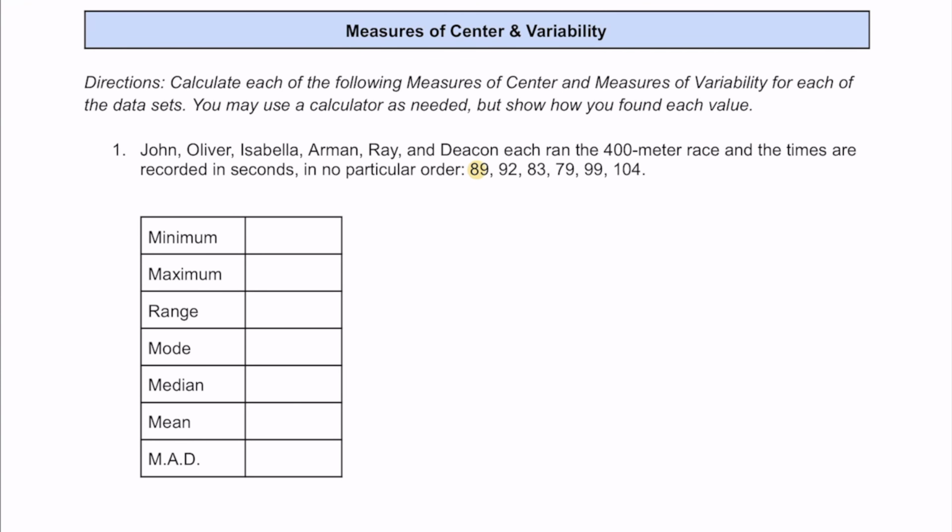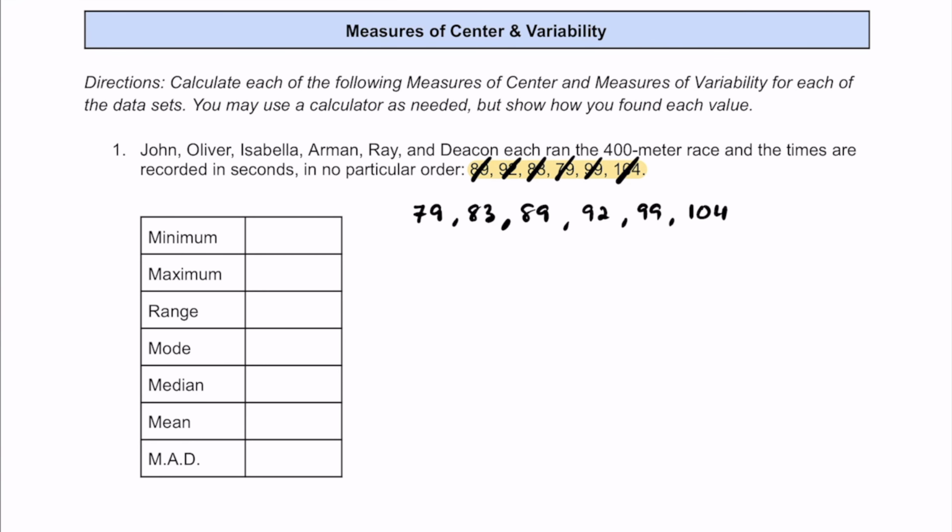greatest. So here are all the numbers that we're dealing with. Let's go with the smallest number first. The smallest number looks like it's going to be 79. So go ahead and write 79 down. I'm going to cross that out. And then I think we have 83 seconds. I think that's going to be the next smallest one. After that, we're going to have 89. That's the third fastest time here. 92 is going to be next, then 99, and then 104. So these are the 6 times recorded for these 6 different runners.